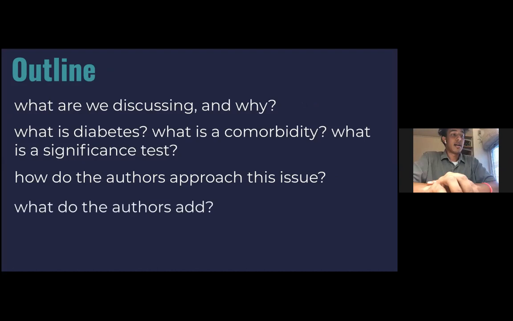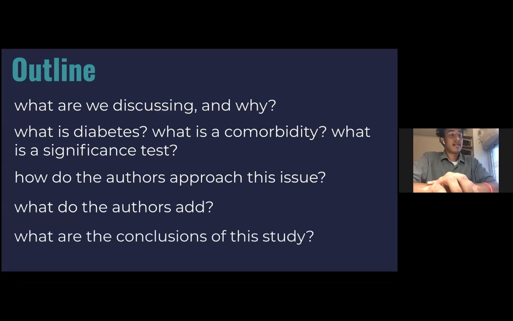And then I'll talk a bit about what exactly the authors add to the field by a discussion of the data that the authors present in this paper. Lastly, I'll discuss some conclusions made by the authors, and in this discussion, I'll also talk about the clinical significance of the authors' findings, as well as some limitations and future studies of this research.